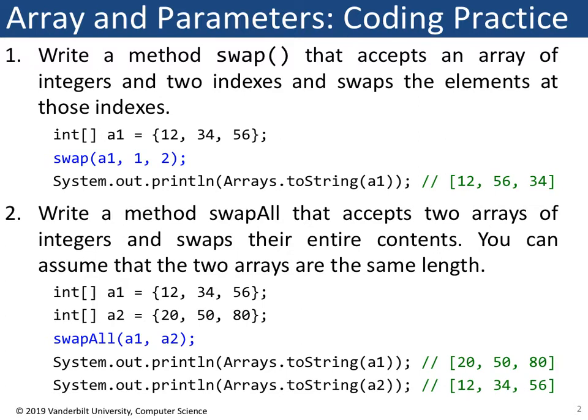And then in our second programming example, we are going to write a method called swapAll, which accepts two arrays of integers and swaps the entire contents. Now we're going to make some assumptions here. We're going to assume that the two arrays are the same length, otherwise swapping the two arrays becomes a bit more difficult. Other than that, it's assumed that the arrays contain integers as it says. And so we would pass it A1 and A2 with these contents.